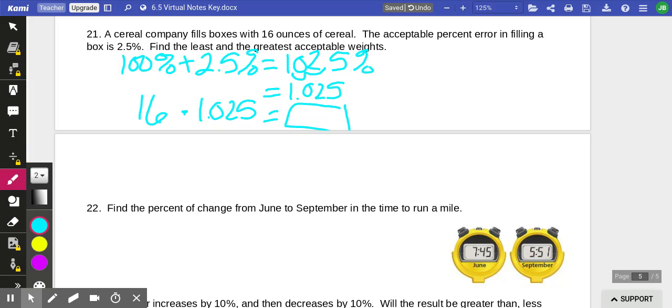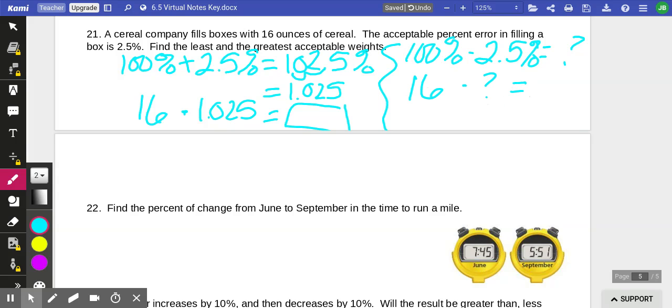Over here, you are doing a decrease. So you're going to start with the 100 and you're going to subtract the 2.5% to get some amount. Then you're going to take your 16 ounces and multiply it by that unknown amount to get your decreased amount. Okay.